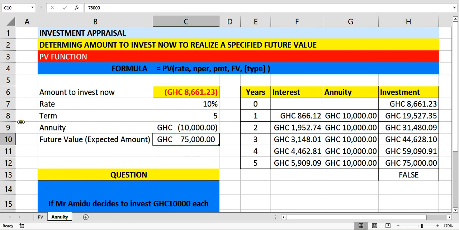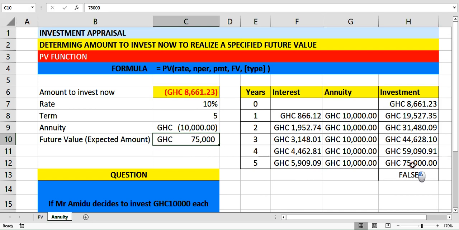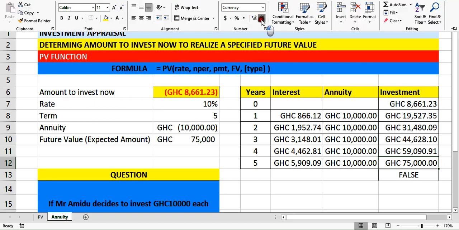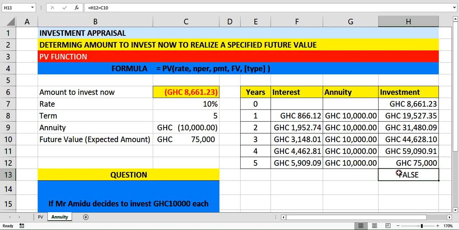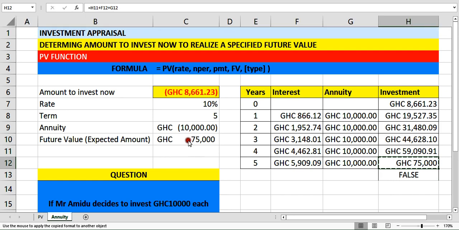Okay, so let me see. I want to see why this is not working. Okay, so even though we are still having false, you can see that this is 75,000 Ghana cedis, and also this is 75,000 Ghana cedis. Okay, so we are right. And like I said, it's probably an issue with the decimal portions. Okay, so that is it.